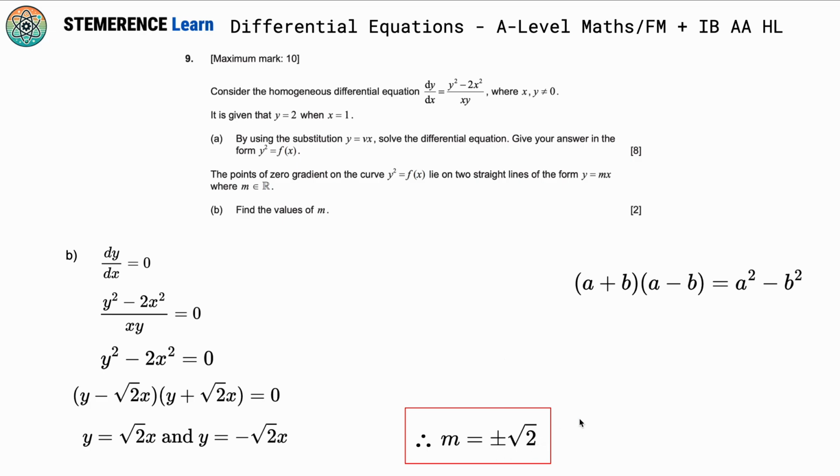So that's basically it. So when you see zero gradient, you know that you can just equate the gradient function, which is dy over dx, equal to 0. And we have been told they lie on two straight lines of the form y equals mx. And then if we simplify it further, we should get an expression that is similar to this. And that's just m equals plus minus root 2.